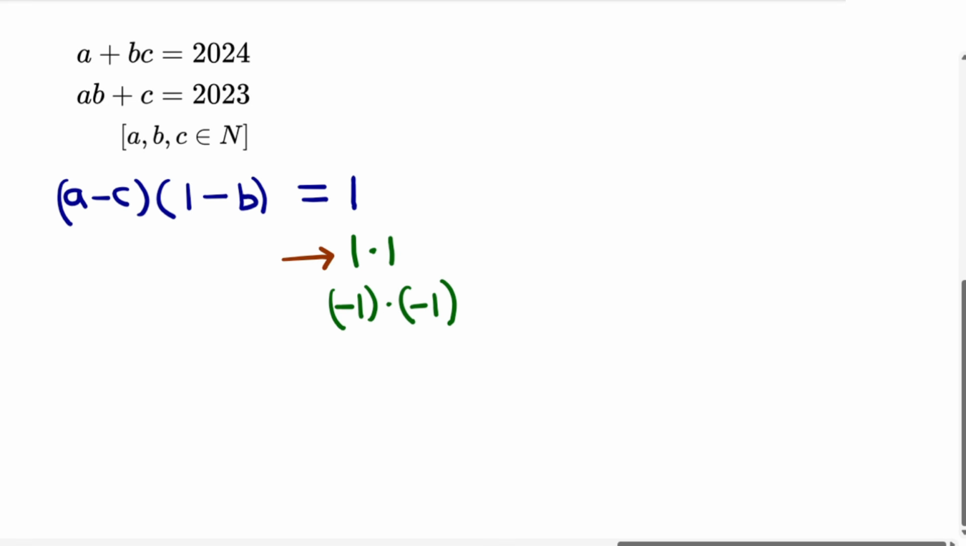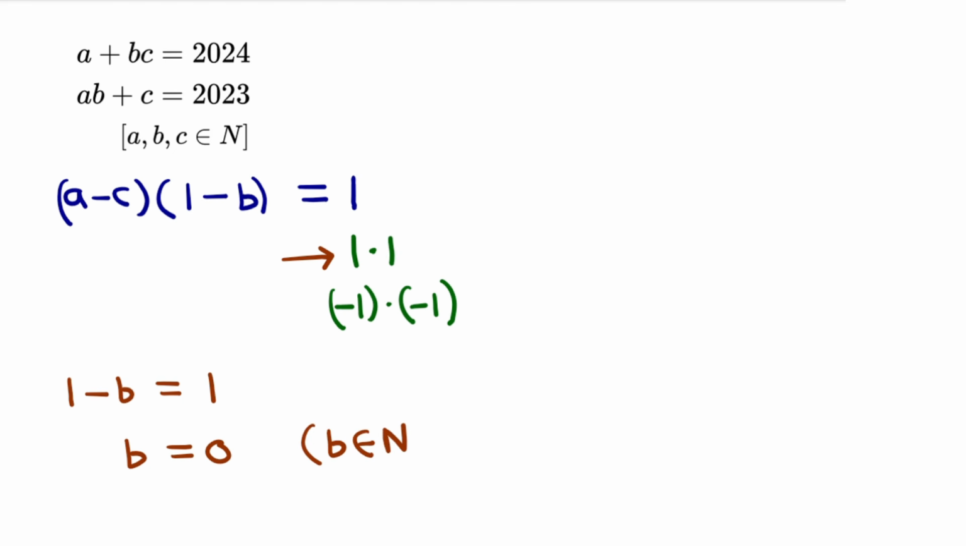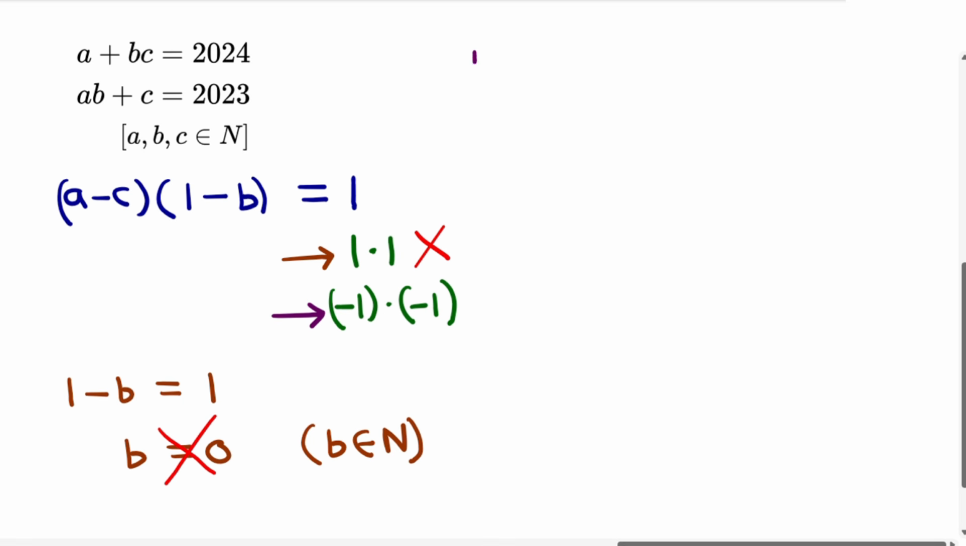Let's test the first option. Suppose 1 - B = 1. That would make B = 0. But wait. B has to be a natural number, and 0 is not allowed. So that case is impossible. That leaves only one possibility: both factors must equal negative 1.